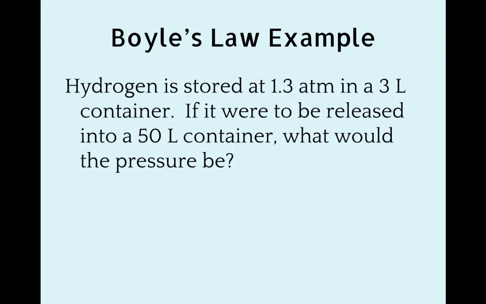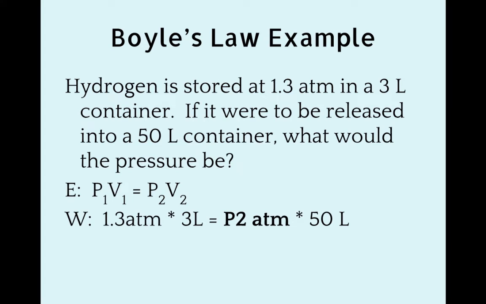Boyle's law example. Hydrogen is stored at 1.3 atm in a 3-liter container. If it were to be released into a 50-liter container, what would the pressure be? First of all, let's start with our equation. P1V1 equals P2V2. The first pressure given is 1.3 atm. The first volume given is 3 liters.